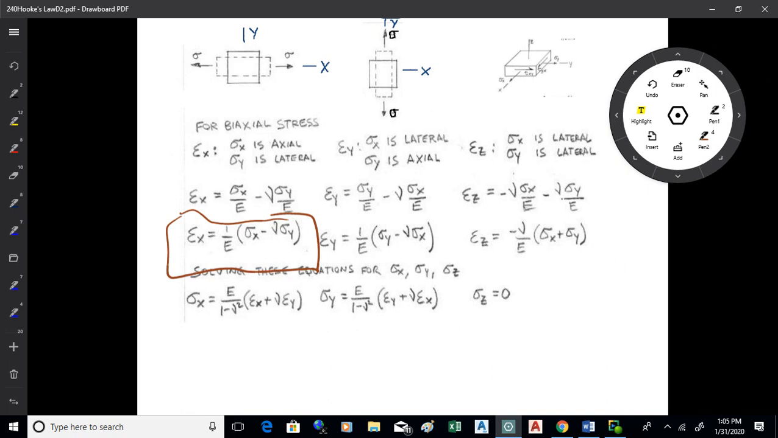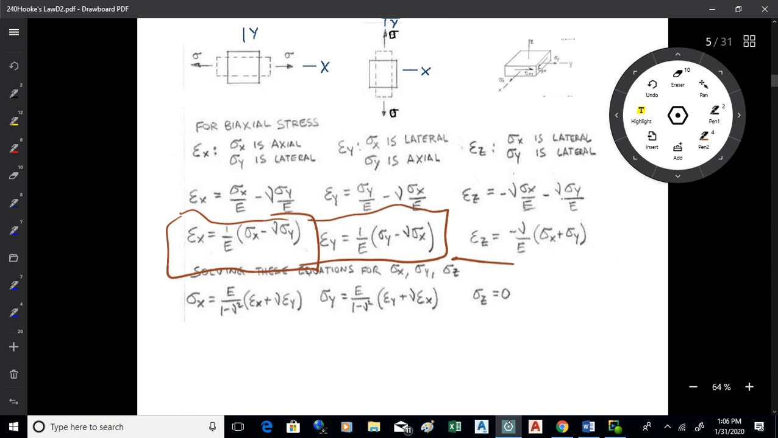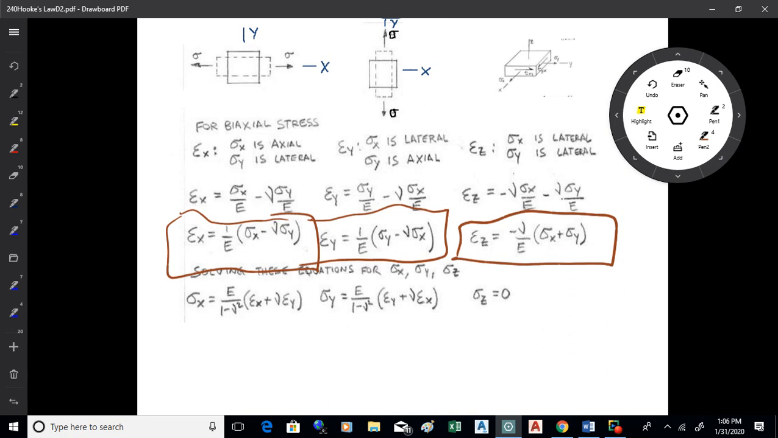So we all right with that? It's called Hooke's law, was the term for this. All right. You can do the same thing with epsilon y, same idea. Epsilon y is 1 over E sigma y, because that's the primary stress, minus nu sigma x, the lateral stress. Now, if you're loading from 2 dimensions, you also get strain in the z direction. Both sigma x and y are lateral, so that'd be minus nu over E times sigma x plus sigma y. Okay. So that's the 3 strains you can find: epsilon x, epsilon y, and epsilon z.